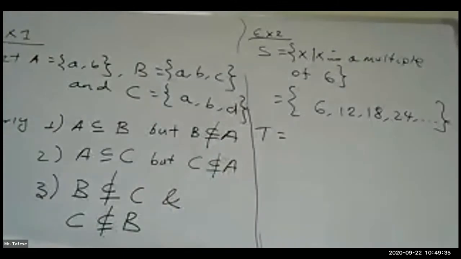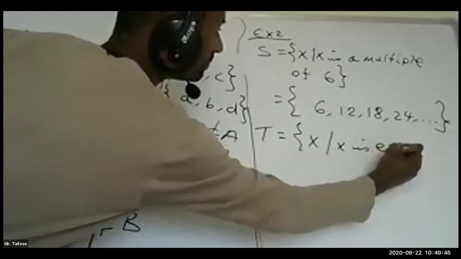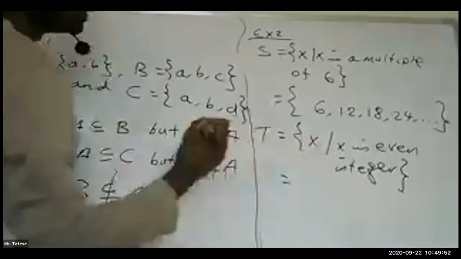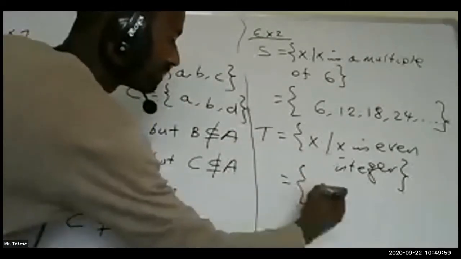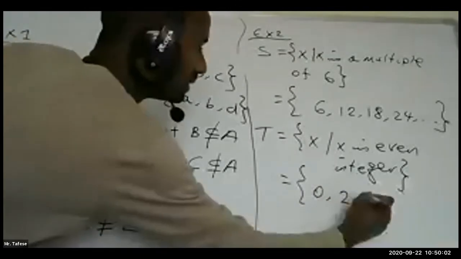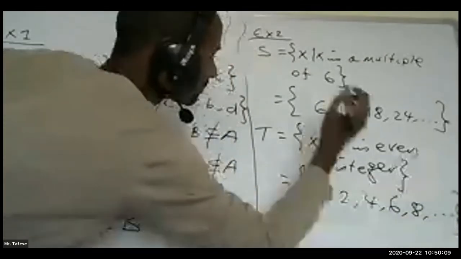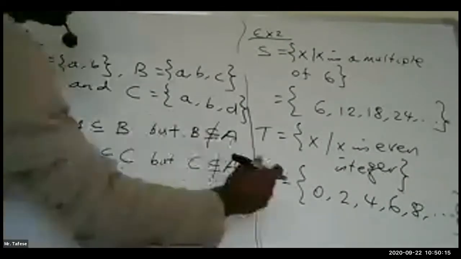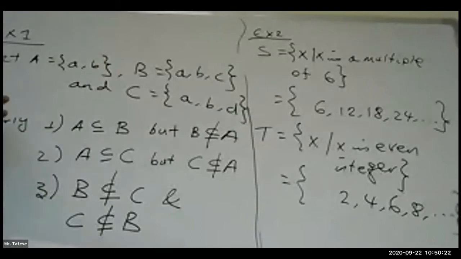The second set T, the set of all x such that x is an even integer. If we are interested only in positive even integers, they are 2, 4, 6, 8, and so on. Again, if we are interested only in the positive even integers, we can omit 0.